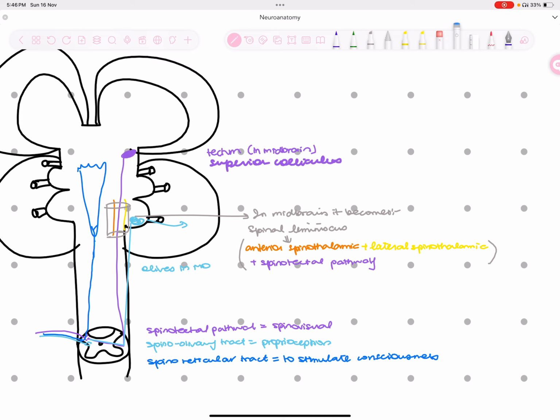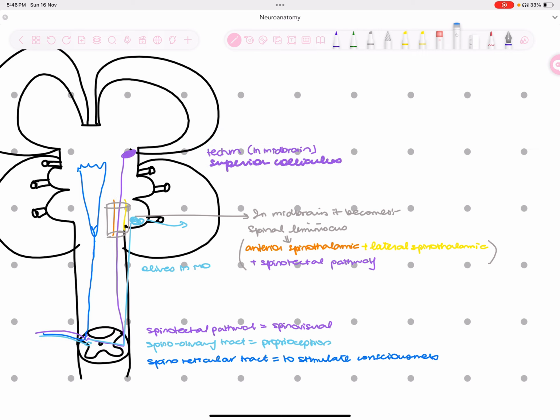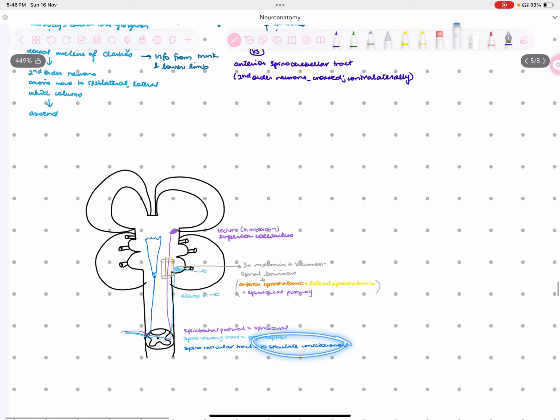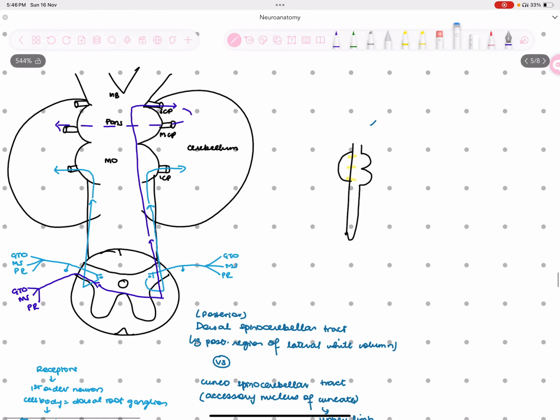That's it. For spinotectal and spino-olivary, contralateral white column, and the spinotectal one is going to ascend till the level of the tectum, which is the superior colliculus in the midbrain, and a spino-visual response will be generated. Your spino-olivary tract is contralateral, and it's going to go to the olives in your medulla, and that's it. Your proprioception and cutaneous inflammation reflex is produced.